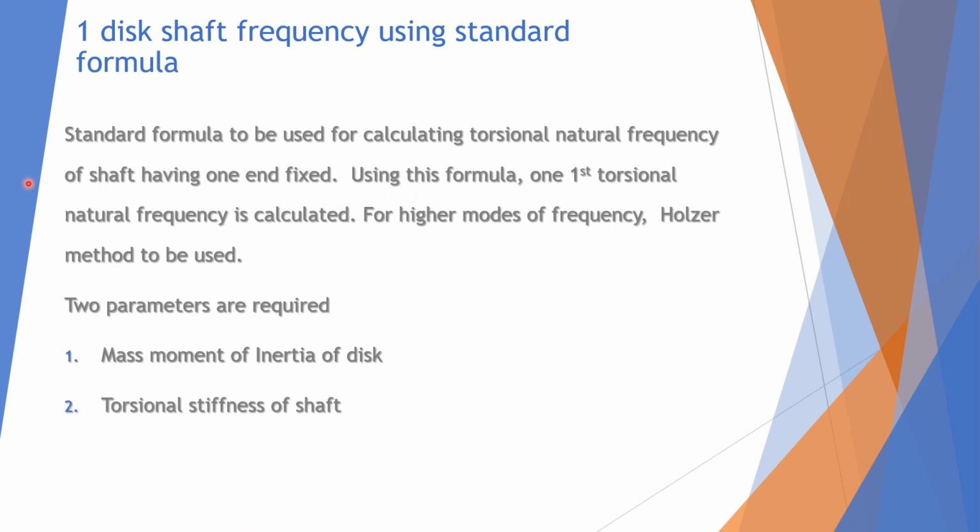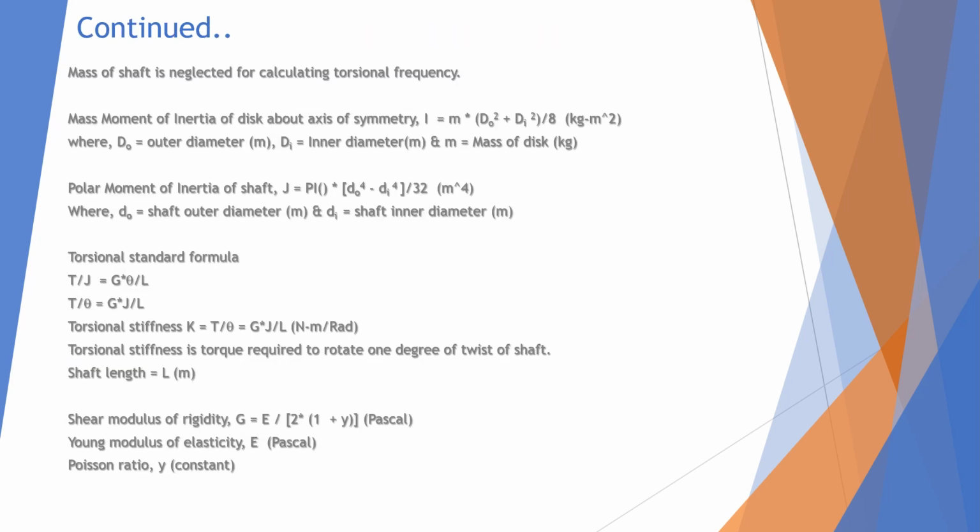Using this formula, only one frequency, that is the first torsional frequency, is calculated. For higher modes of frequency, the Holzer method is to be used. The two important parameters required for the formula are the mass moment of inertia of the disk and the torsional stiffness of the shaft. So we need to calculate the mass moment of inertia of the disk and the stiffness of the shaft. The mass of the shaft is neglected for calculating torsional frequency.